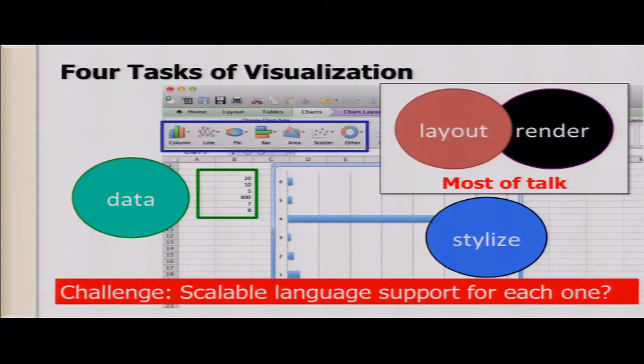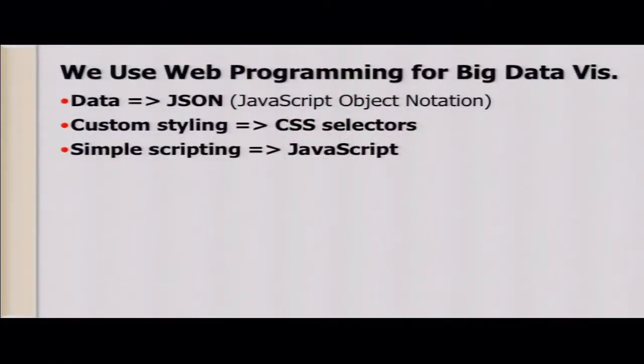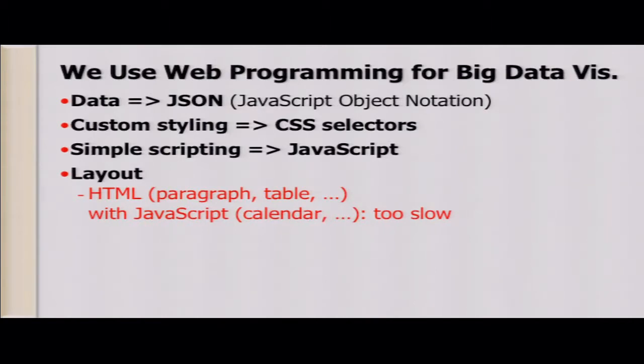So we want to do scalable language support for each one of these. Basically, we're going to attack it by creating programming languages. For doing data, we have JSON, which is a standard JavaScript way of doing big data or analyzing data. You use CSS selectors, you have JavaScript. For layout, we come into a problem, though, because all those existing tools work well. But for layout, HTML and JavaScript, as we just saw with D3, are too slow. The browser is just not quick enough to actually be able to do data visualization with those.